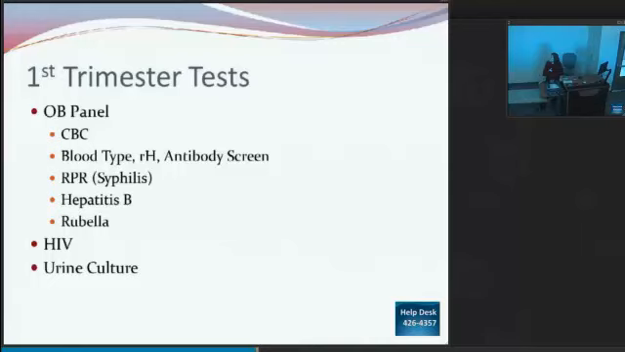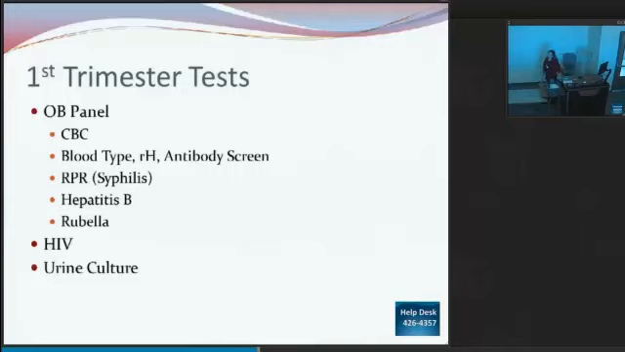We check for syphilis, hepatitis B, like I said, HIV, so all the different sexually transmitted infections that are possible. We also check for rubella, so that's your MMR vaccine that you may have gotten as a child. You may have had to get boosters as an adult. And then we also check urine culture on new OB patients.